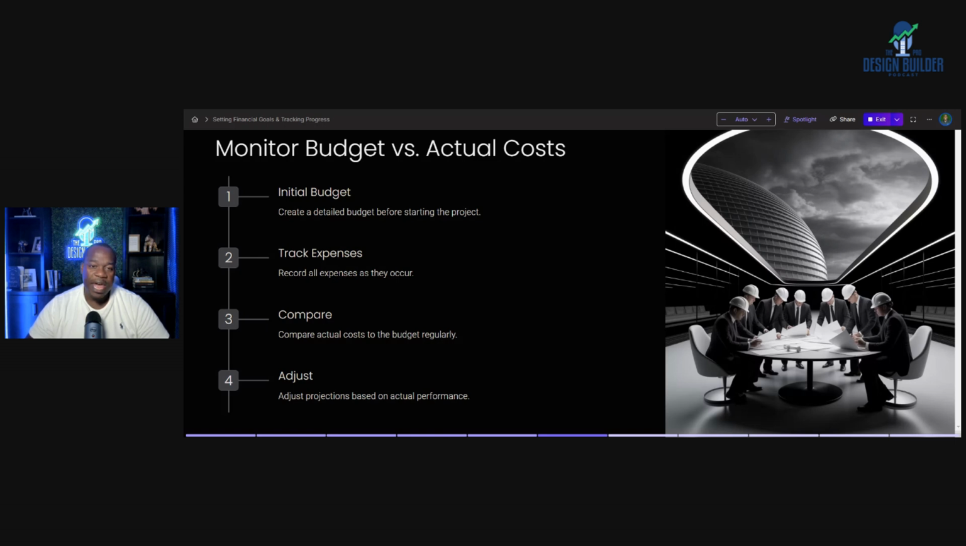So you should have this projected versus actual budget flowing, so you can see exactly, in the highlighted areas, where you're going over versus where you're actually at. Create a detailed budget before starting the project. Of course, track expenses, record all expenses as they occur.